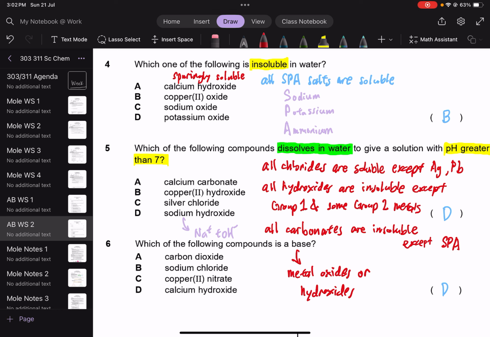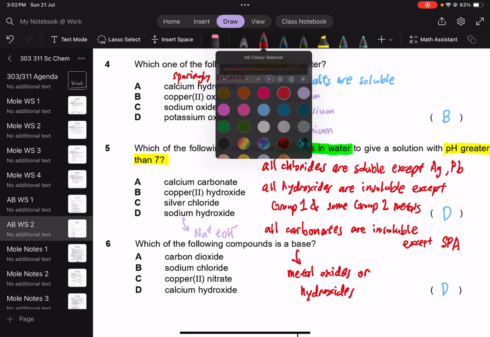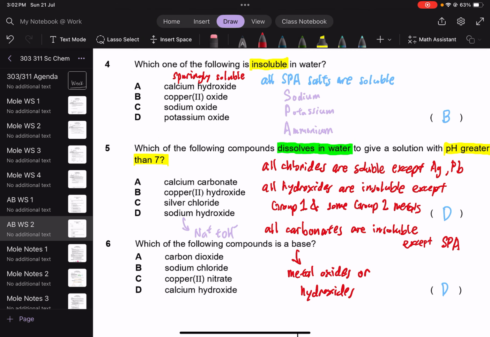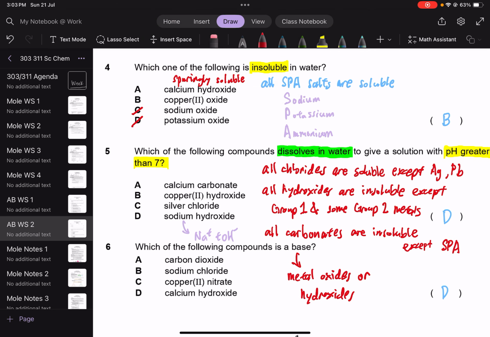We should know that all SPAR salts are soluble, and SPAR here refers to sodium, potassium, and ammonium. So with this, we can actually eliminate option C and option D. Now this leaves us with calcium hydroxide and copper 2 oxide. Calcium hydroxide is sparingly soluble, but copper 2 oxide is completely insoluble in water. Hence the answer to question 4 is option B.